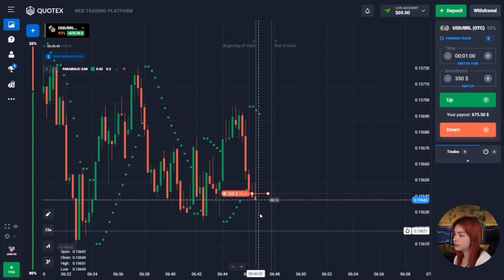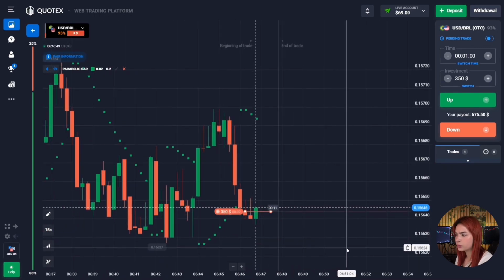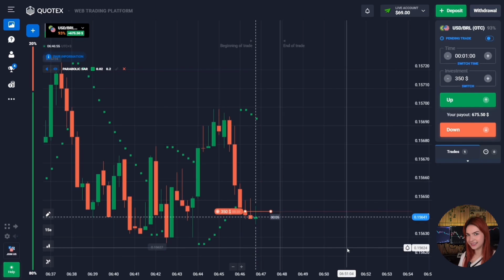All these points make it clear to us that the price has a good potential for decline, and I think that 1 minute in this situation will be quite enough for us. And so let's wait for them to file a deal, guys.